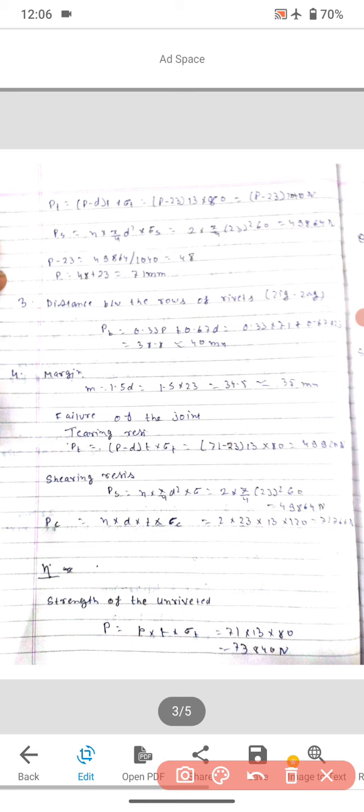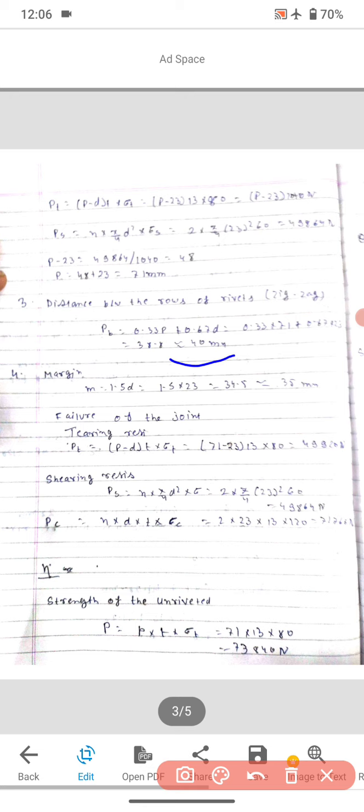Now the next step is the distance between the rows of the rivet. Though it is a zigzag riveting, as we had already discussed, for zigzag riveting its value is 0.33p plus 0.67d. So the back pitch, or the distance between the rows of the rivet, will be 40 mm. This will be the value of PB.